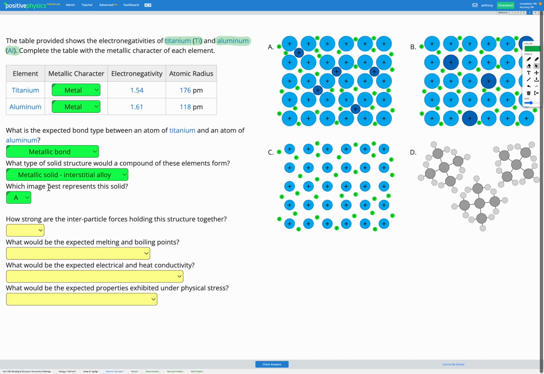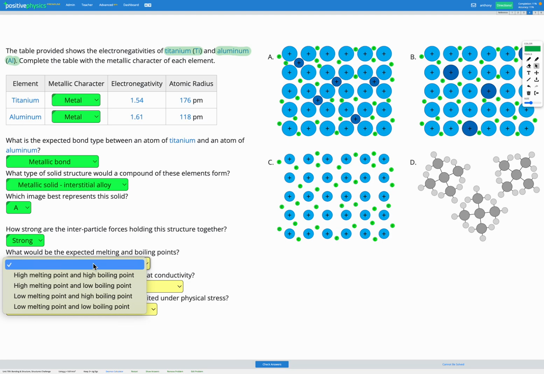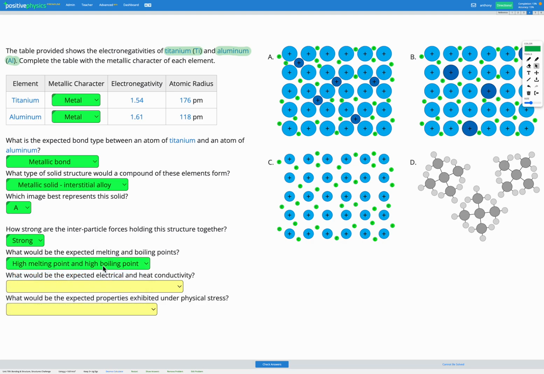Now we know that we have a metallic solid, we can answer the following questions. How strong are the interparticle forces holding this structure together? Well, we know that metals form metallic bonds with each other, which are very strong bonds, because the positively charged ions and the electrons are strongly attracted towards each other. Based on that, would we expect a high or low melting and boiling point? Because there are strong forces, we're going to have a high melting point and a high boiling point, because melting and boiling involve moving those particles away from each other. And since they're strongly attracted, they don't want to move away from each other. So high melting point and high boiling point.